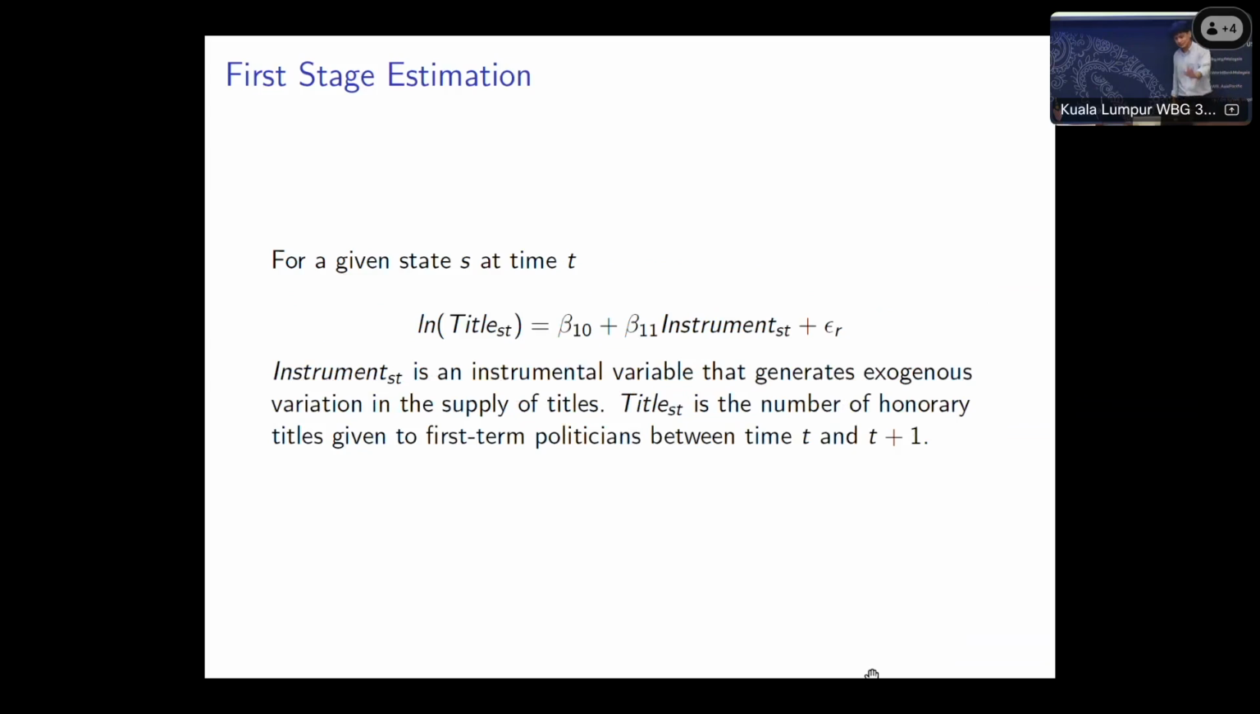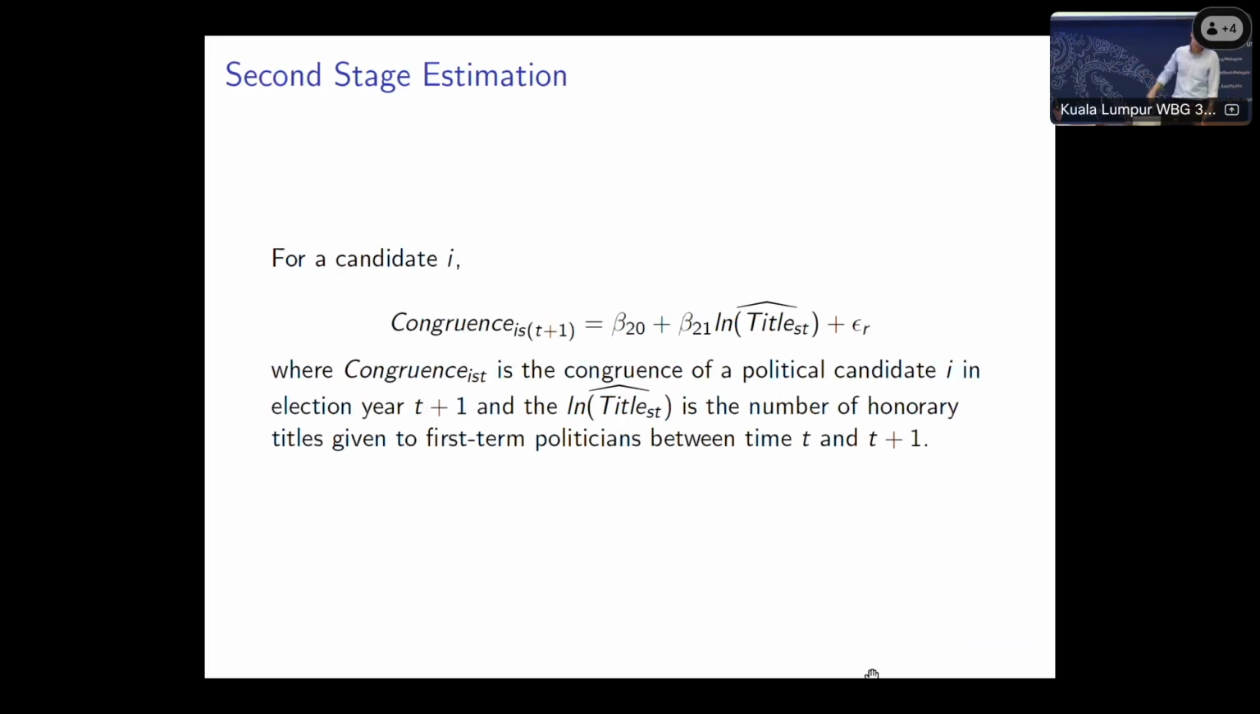So the first stage estimation is you have an instrument that generates an exogenous effect on the titles, right? And the title is the number of honorary titles given to the first-term politicians between time t and t+1. Then the second stage estimation is whether or not the politicians at time t+1 are congruent. So they observe that there are a lot of people receiving the titles in the first term, and they would put the cost as low. So that's the logic behind this estimation.